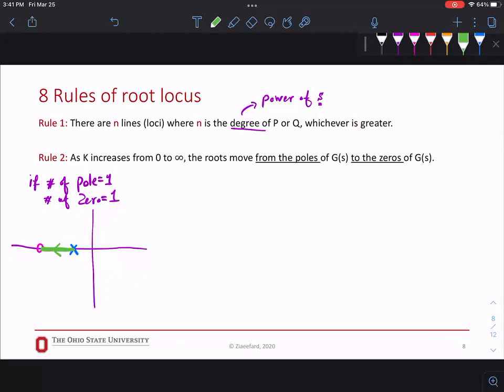Boring, right? Now, what if the number of poles and zeros are not the same? What do we do?